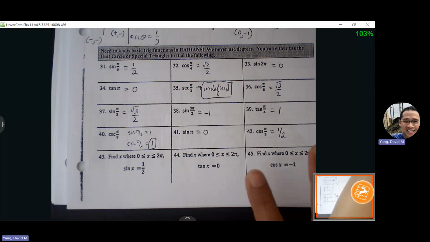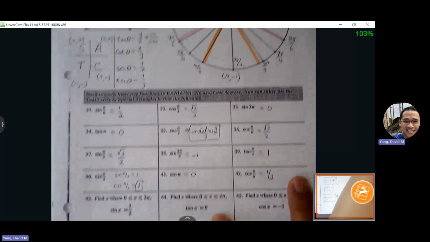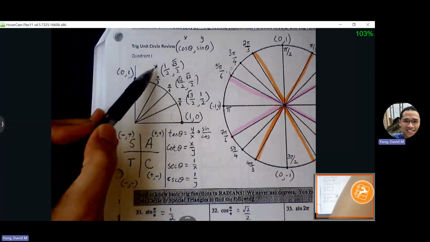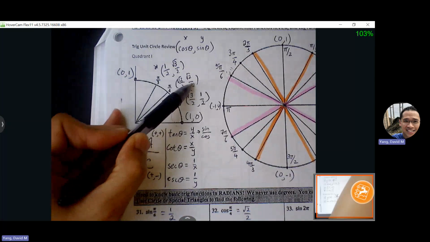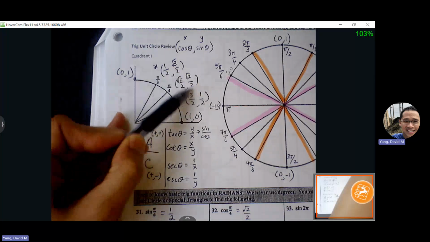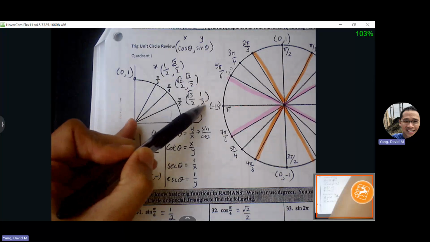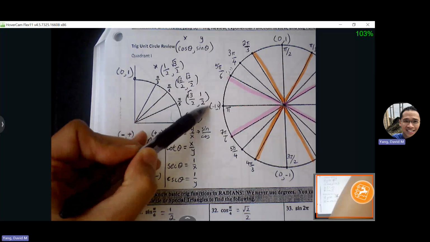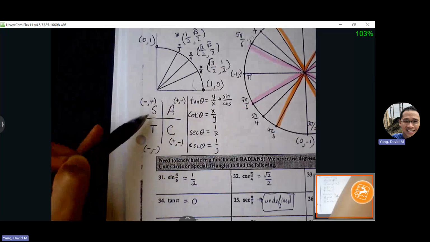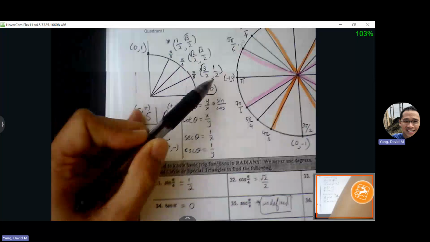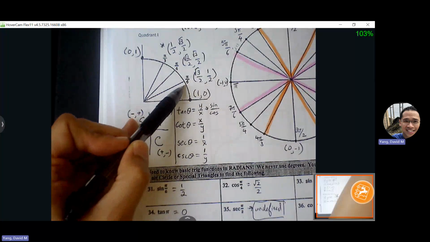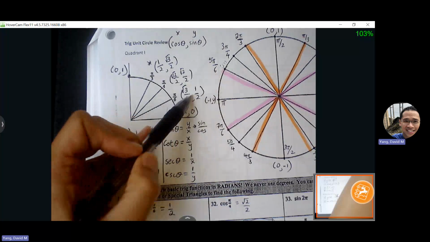43 says find where sine is equal to 1/2. So sine is equal to 1/2. We're looking for where the y value is going to be a positive 1/2. So pi over 6, first quadrant. We also know that sine is positive in the second quadrant. So the variation of pi over 6 in the second quadrant is 5 pi over 6. So pi over 6 and 5 pi over 6.